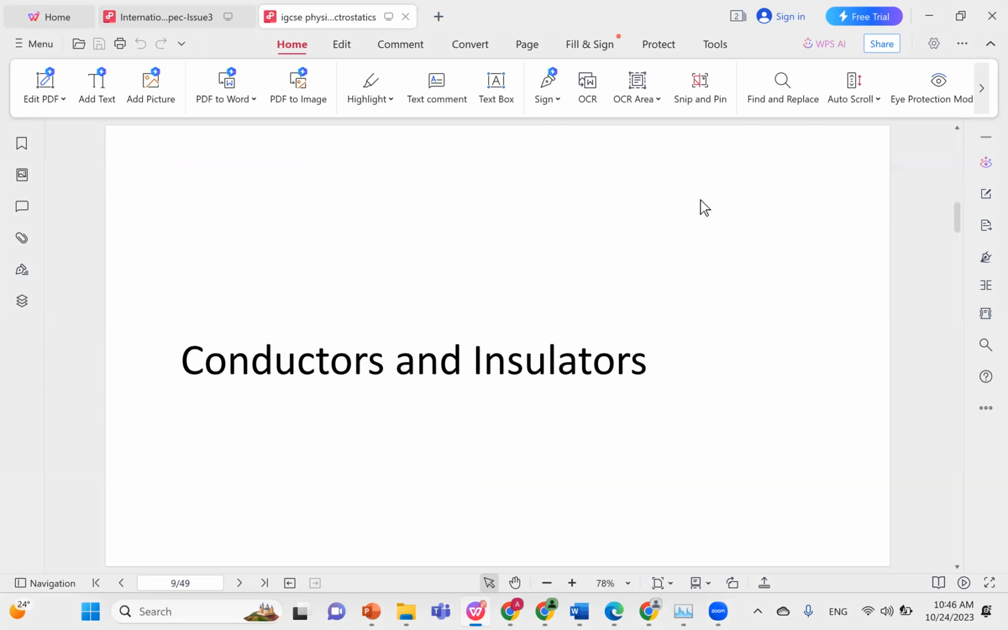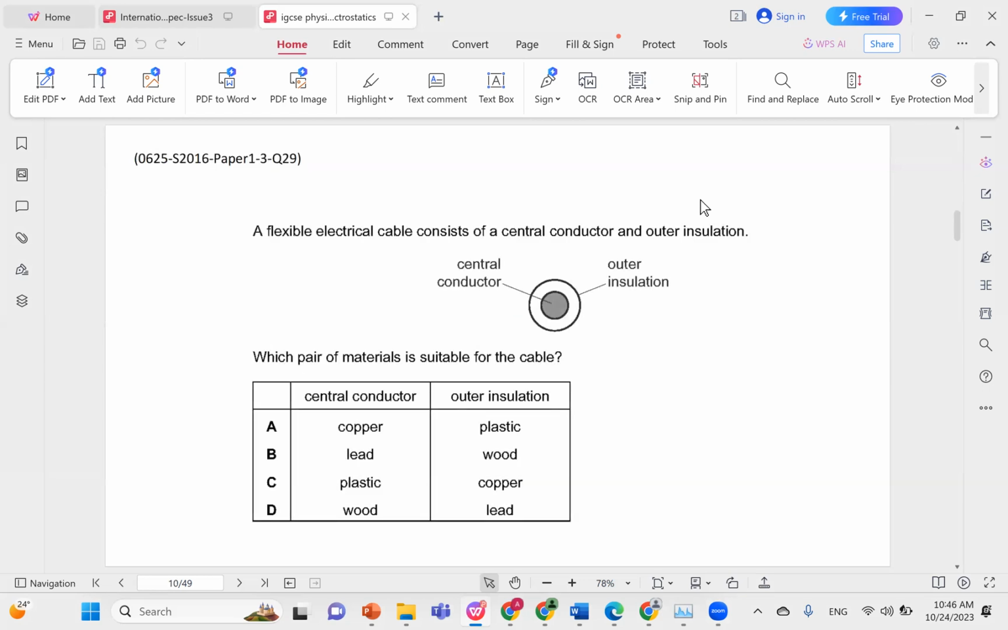Moving on, we will now begin the topic of conductors and insulators. You should know that metals conduct electricity and non-metals insulate. A flexible electric cable consists of a central conductor and outer insulation. Of course, the outer layer must be an insulator so that if we touch the cable with our hands, we would not get an electric shock.